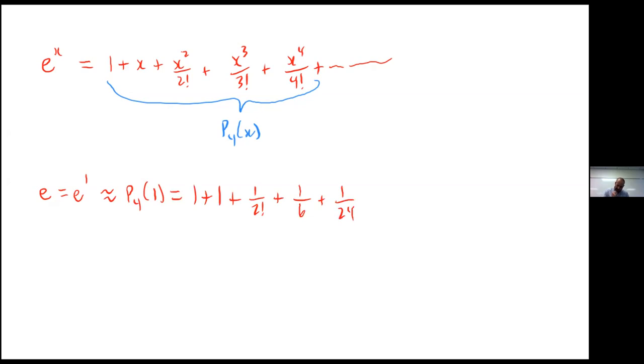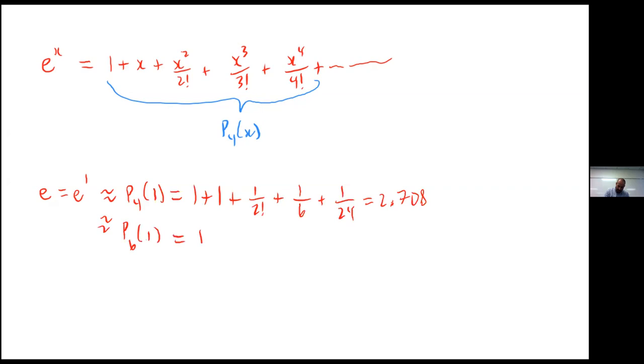What's that equal to? 2.708? And we could very quickly get an even better approximation by going to the next term, which would have been 1 over 5 factorial, which is 1 over what? 1 over 120, right? So I could get a better one like P5 of 1. In fact, let's go a step further. Let's not horse around here. Let's do P6 of 1.